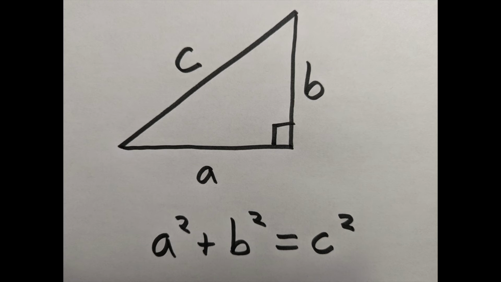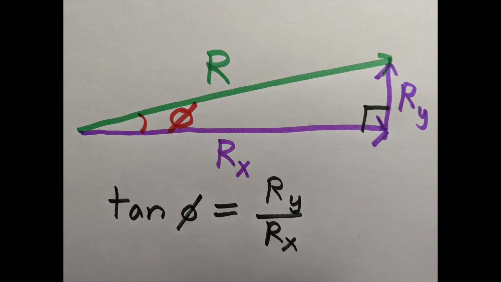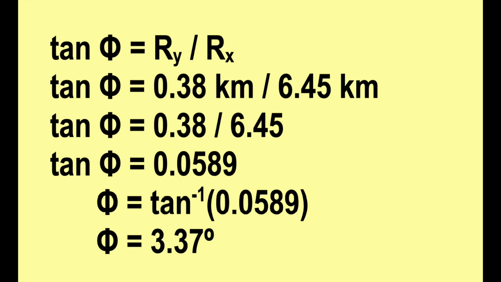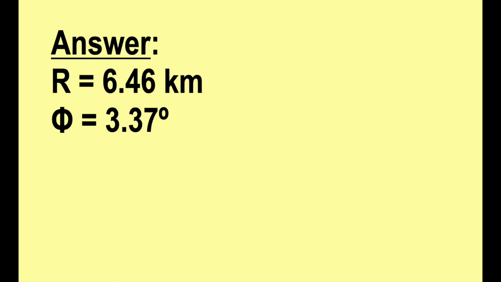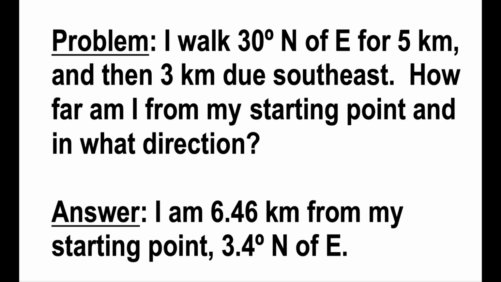We'll use Pythagoras to get r, and for phi, we'll use tangent phi equals ry over rx. We plug in our values, that'll give us tangent phi, and we have to use the inverse tangent button to get back the phi, which is 3.37 degrees. We have the numbers for our answer, and we write our answer in the same language that the question used.